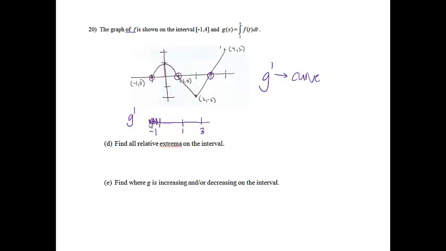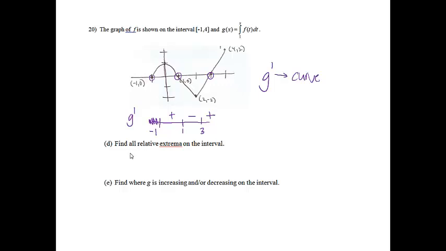I'm going to scribble out over here because my interval does not go over to that side. Between -1 and 1, my curve is above the x-axis, so g prime will be positive. Between 1 and 3, my curve is below the x-axis, so my derivative will be negative, and after 3, my curve is above the x-axis, so the derivative will be positive.